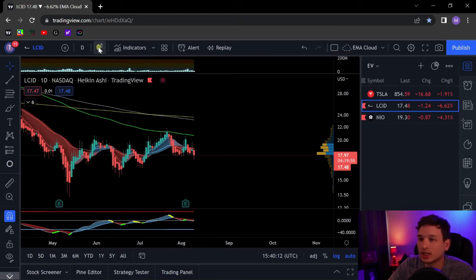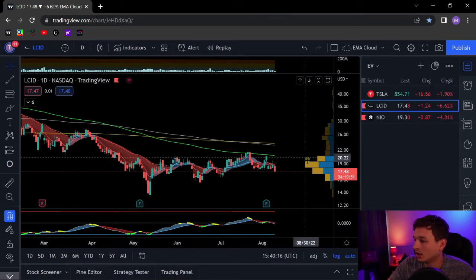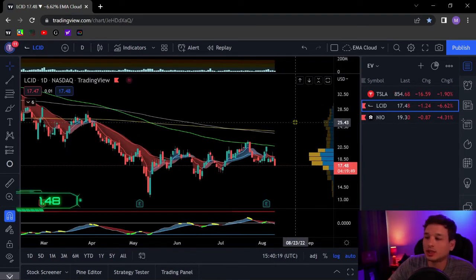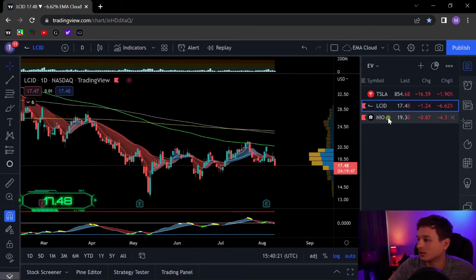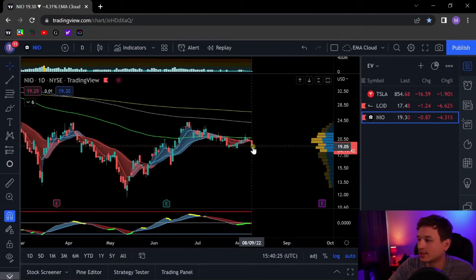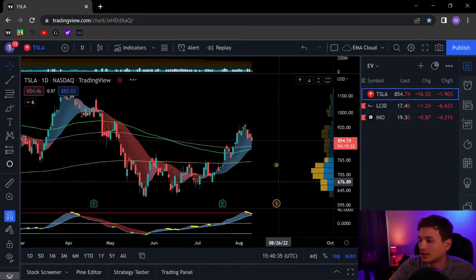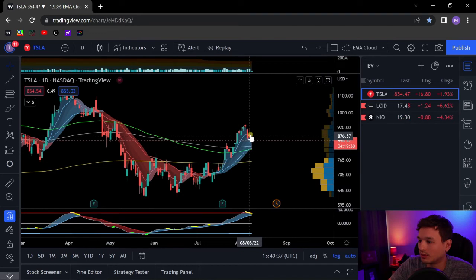So Lucid as well, if you want to put up the actual price action, Lucid at 17.48 would be a good entry for a short position. And it's essentially the same thing with NIO. They're acting the same right now. NIO right now, just to document these three that I'm talking about as far as a short, 19.30. So we're going to watch this. Tesla is acting a little bit different. It's a little bit higher up here, so it could technically bounce up and over.